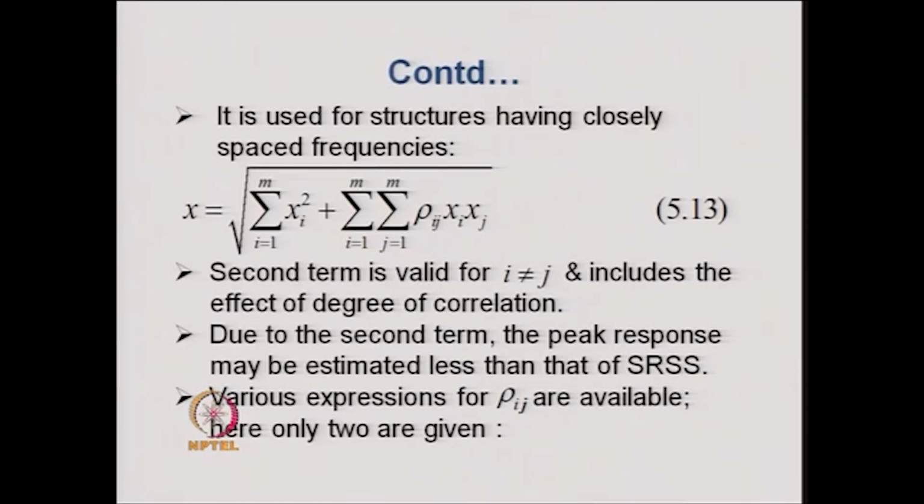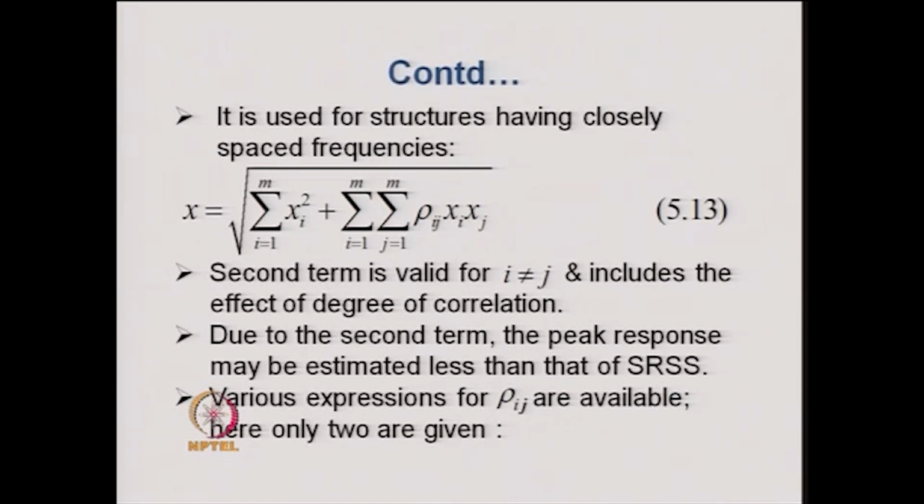Now, the second term is valid for i not equal to j. When i is equal to j, then it is perfectly correlated, and the equation simply becomes xi square. The second term in fact includes the degree of correlation that exists between the two modes.